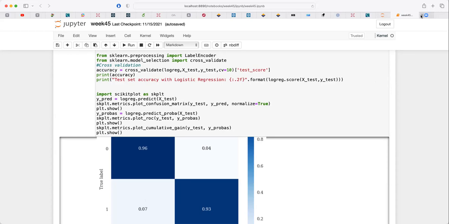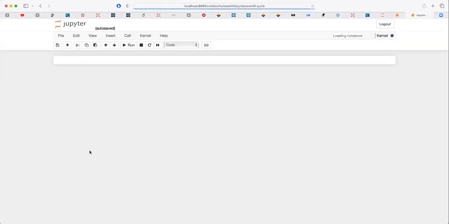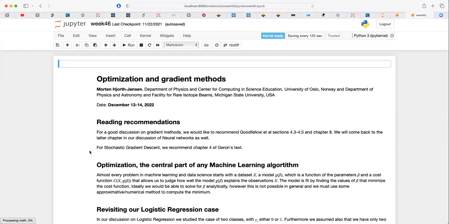Okay, let's now switch to the topic this week. And now the topic for today, which is more about the optimization itself. So what I want to do now is to show you how you can implement the simplest gradient descent on the problems which we looked at earlier.